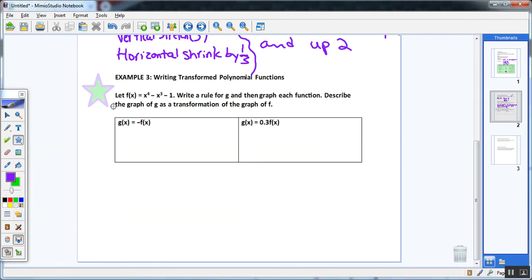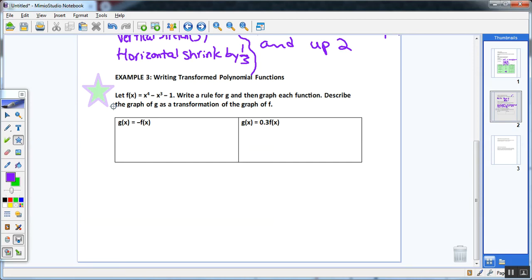All right. Example 3 says writing transformed polynomial functions. Okay. Instead of saying here's the function, describe the movement, we're going to do the exact opposite. They're going to say here's the movement, write the what? Here's the movement, what do they want you to write? They want you to write the function. So suppose f of x is x to the 4th minus 1. Okay, it says write a rule for g and then graph each function.